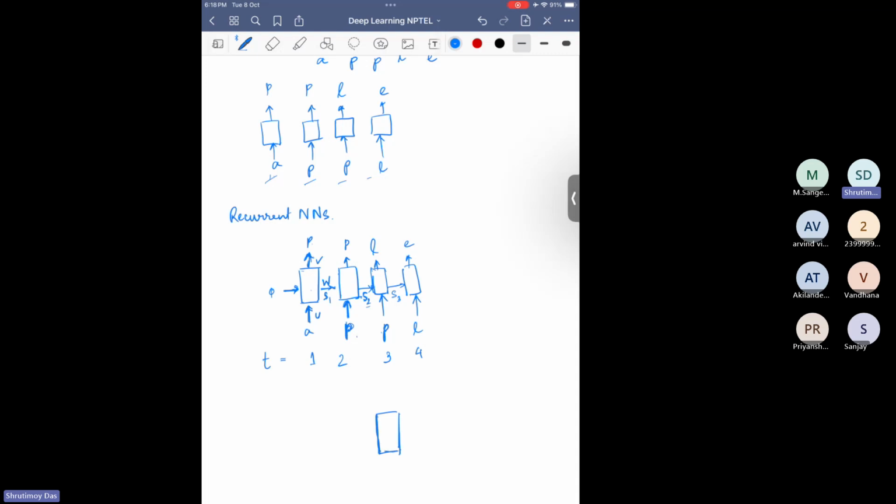You have some input here. Let us say your input is X. Your weights at this point are U. You need to have some state information. You have some S, and then this will have some W here, right? And then you output, multiply with some weights V, and you output something, say Y in this case. So this is the basic structure or basic unit of a recurrent neural network.